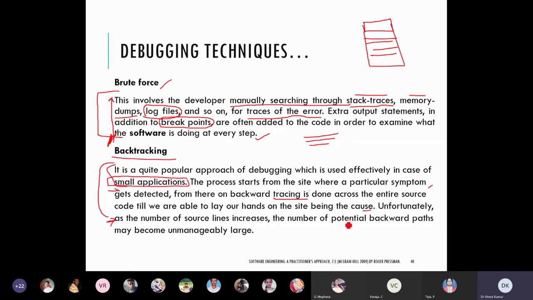Unfortunately, as the number of source lines increases, in a practical scenario the program's number of lines increases. If it is a very large number of lines, it is very difficult to perform this. The number of potential backward paths may become unmanageably large. That is the sense I told.